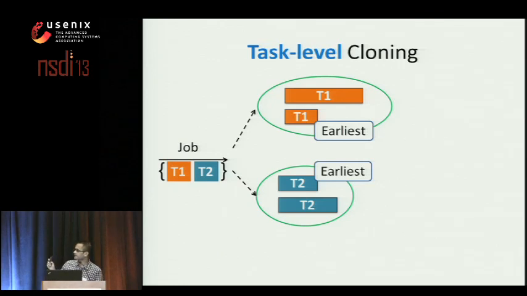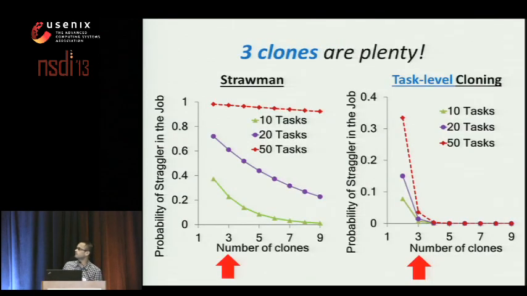This fine-grained approach fixes the problem in terms of the number of clones we want. The graph on the left shows the one that was there for the straw man earlier. The graph on the right plots the probability of a straggler in the job with respect to the number of clones for task-level cloning. And clearly, we see that 3 clones are plenty here, are sufficient. So we solved this problem of input data contention with task-level cloning.